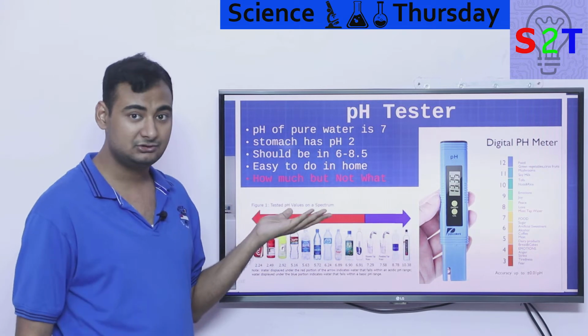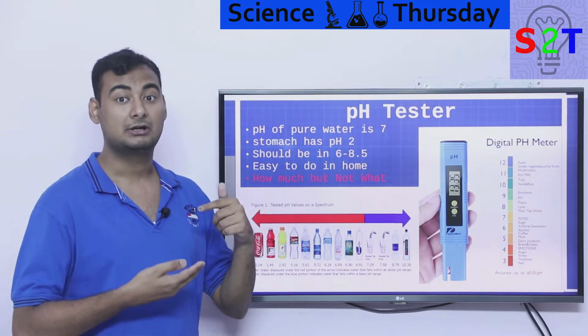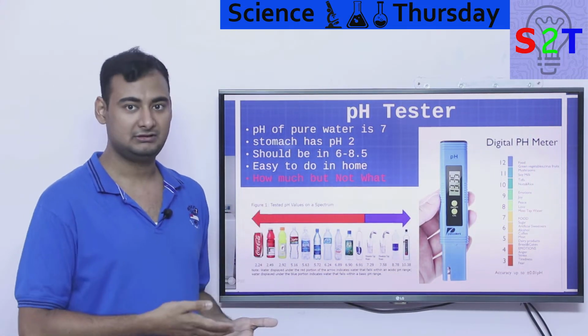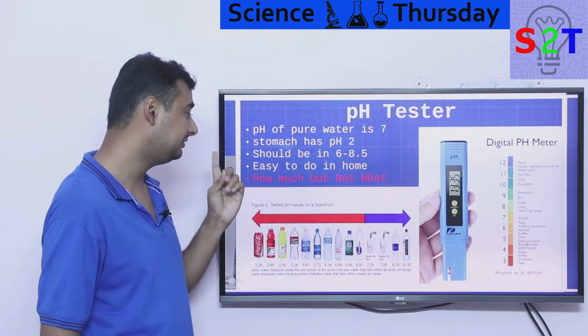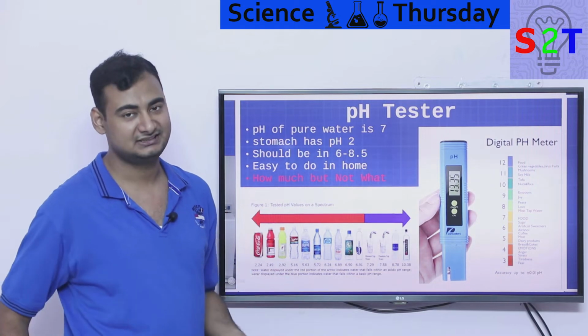Now it is very easy to do at home. You can do it with your pool water. If you have too much chlorine, the pH level will be way off, or if you have something dissolved that is way too reactive, something extreme, you will find it out. So this is also a good testing ground. However, you have to understand this: it will not tell you what exactly is causing that pH level to rise.